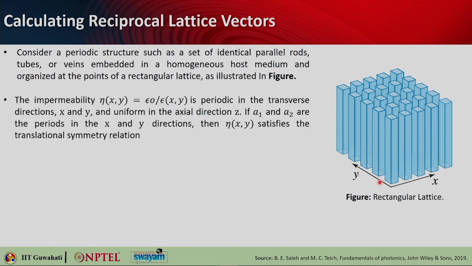Now, in this case the impermeability, which is eta xy, can be written as epsilon naught over epsilon xy. Now, this is also periodic in the transverse directions, that is x and y. However, it is uniform along the z direction, because there is no change in the z direction, it can be infinitely large along z.